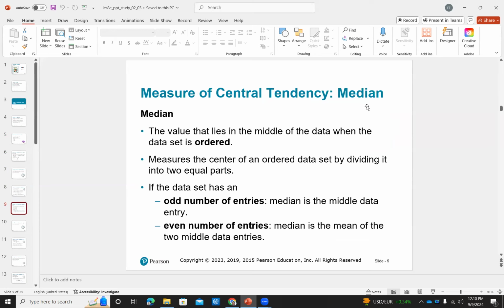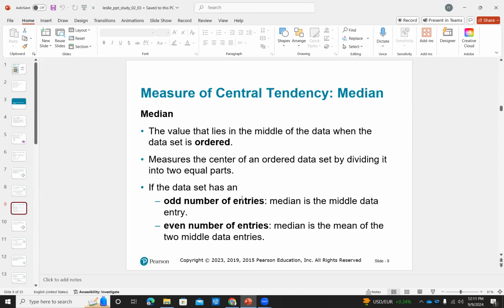The next vocabulary word we're going to look at is median. Median means the value that lies in the middle of the data when the data set is ordered. The word ordered is highlighted here, because in order to find the median, if your data set is not ordered from smallest to greatest, your first job has to be ordering them from smallest to greatest. It measures the center of an ordered data set by dividing it into 2 equal parts.